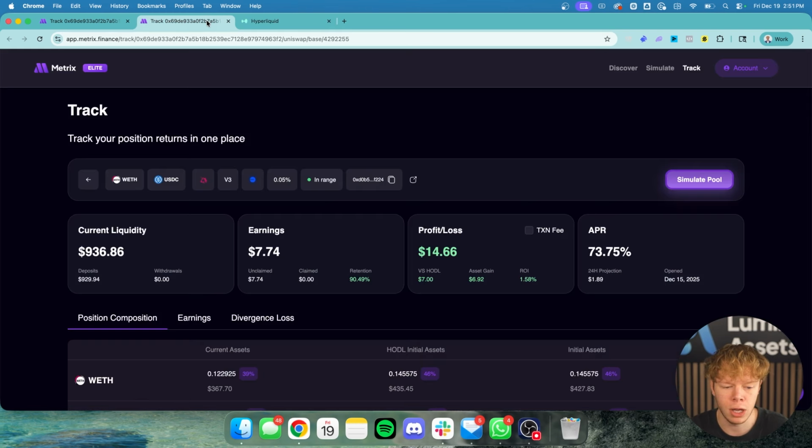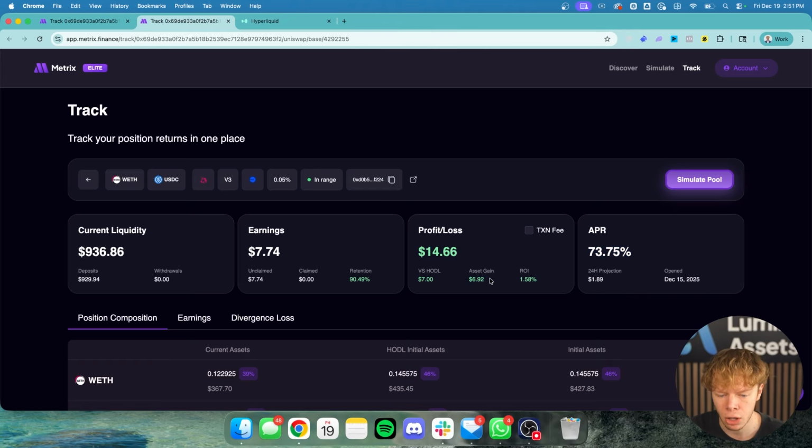Now, I want to show you the exact performance behind this strategy, and as you can see right here, so far the liquidity pool itself is doing 73% APR. So while this looks really good on paper, it's actually not holding up to what you would expect, and I'll show you why. First things first, we need to look at what we're actually doing.